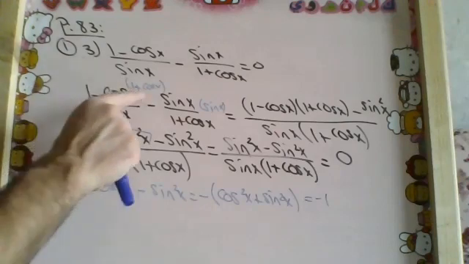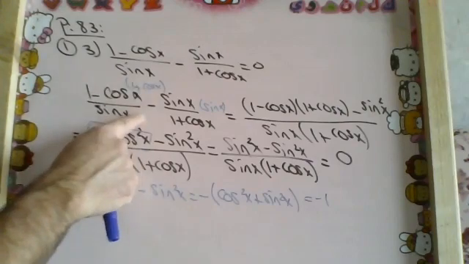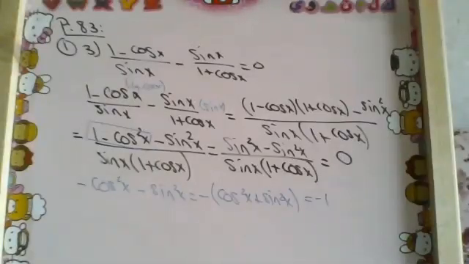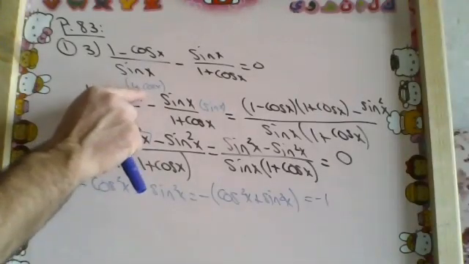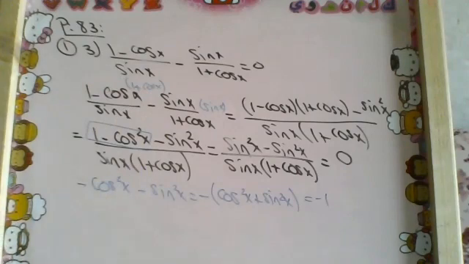I wrote 1 plus cosine x here. You have to multiply also the denominator by 1 plus cosine x. Yes, I mean here 1 plus cosine x, multiply both numerator and denominator. Yeah, that's the steps that have to be done. The idea is to take common denominator. Any questions?